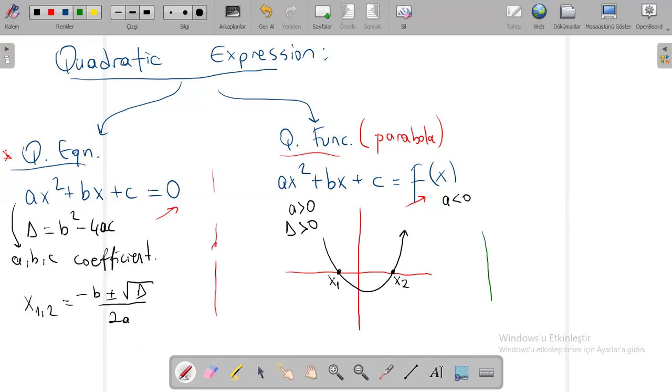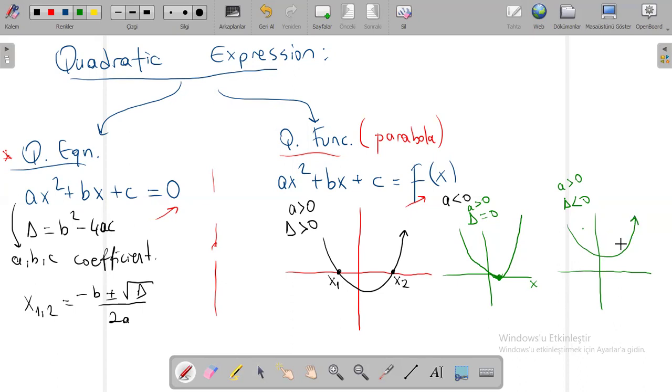So when delta equal to 0, in this case, the quadratic function must be tangent to the x-axis, where delta is 0, a is bigger than 0, concave up. Because delta is 0, it has to be tangent at that point on x-axis. When delta is less than 0, by the time a is positive again, in this case, the quadratic function will not intersect x-axis.